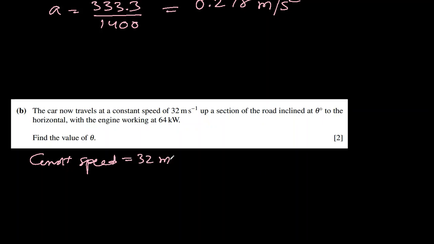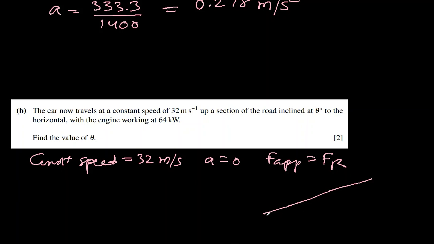So we know that there is no acceleration. The speed is 32 meters per second, so acceleration is 0. That also means F applied equals F resistance. That's what we found earlier, right? Whenever speed is constant, that means the forces on both sides are equal.